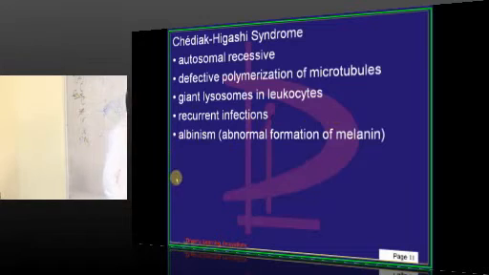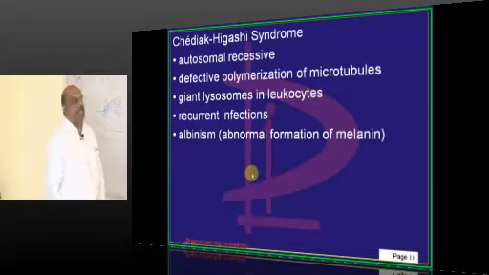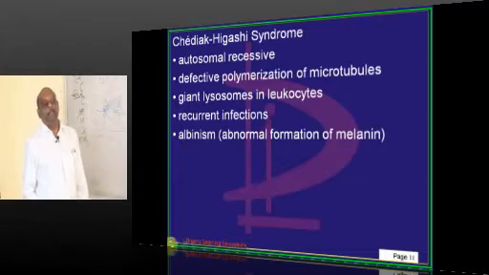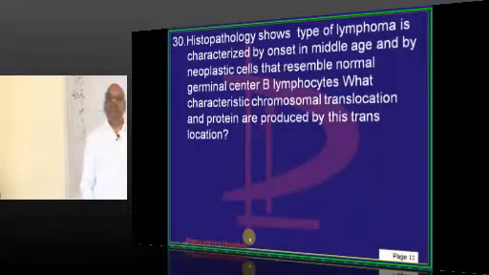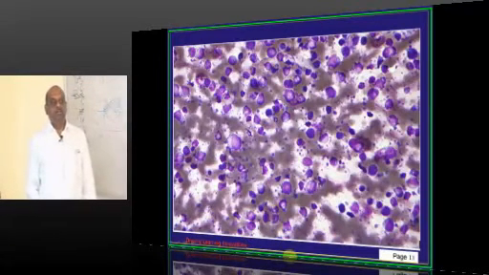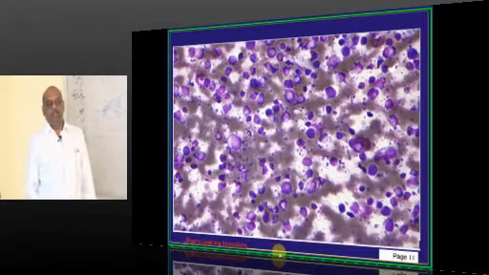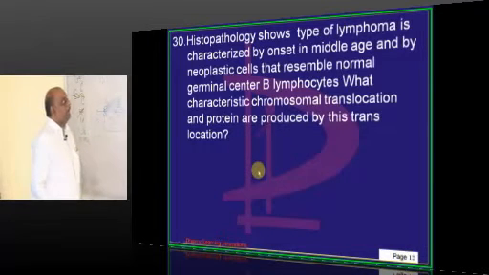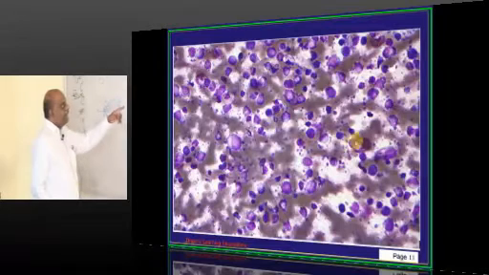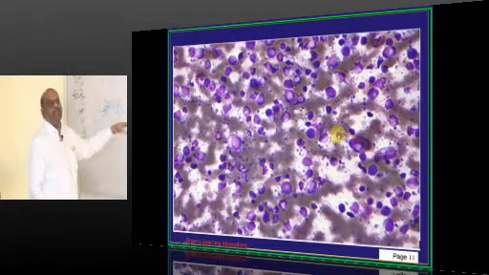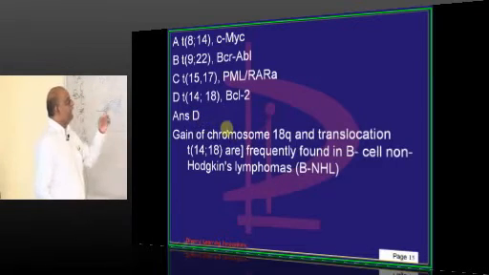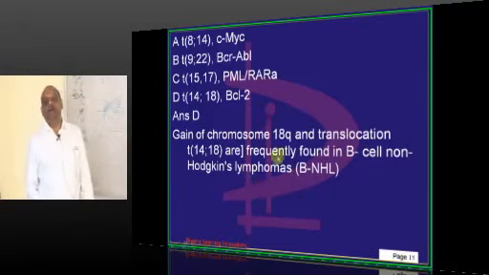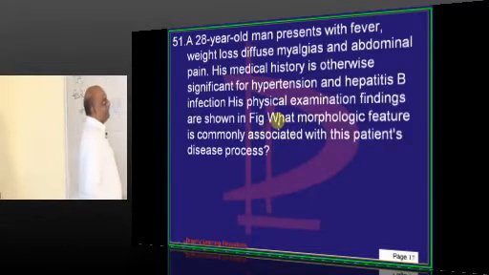There are giant lysosomes in the leukocytes, recurrent infections along with albinism that characterizes the Chediak Higashi. Now doctor, you have been shown the histopathology of a type of lymphoma. This is basically called diffuse large B cell lymphoma. So, which chromosomal translocation is associated? Basically, it contains the neoplastic cells that look like mature lymphocytes. That is the hallmark of it. So, what is the one which is associated? T(14;18) is the one which you see in non-Hodgkin's lymphoma, the chromosomal translocation which you should not forget.